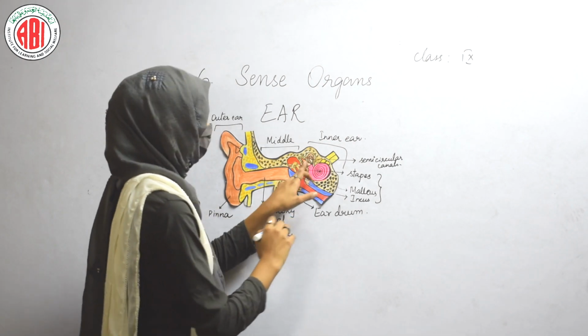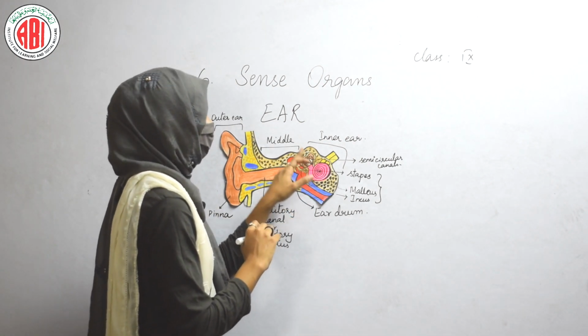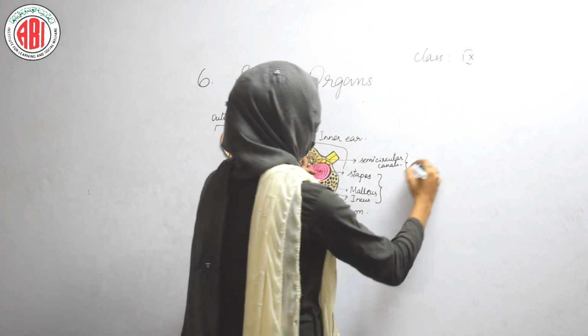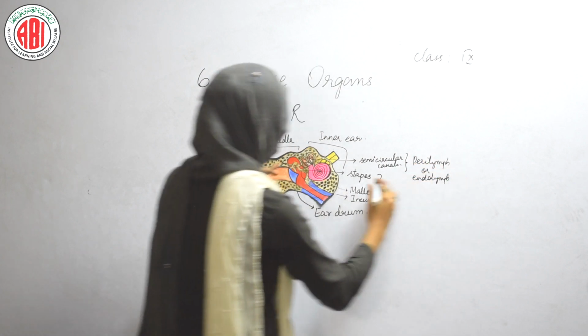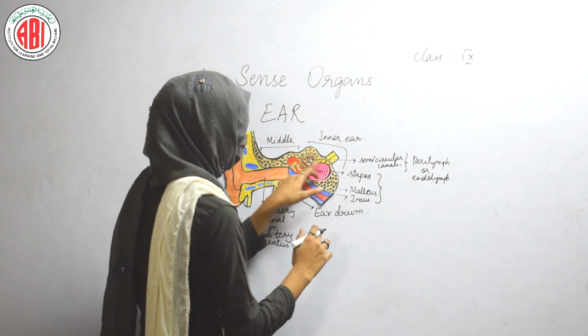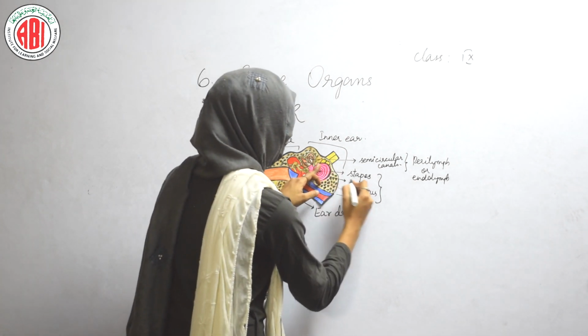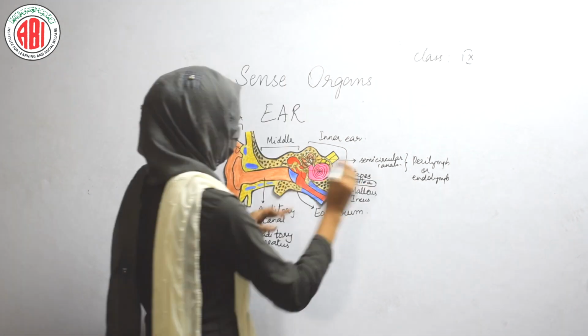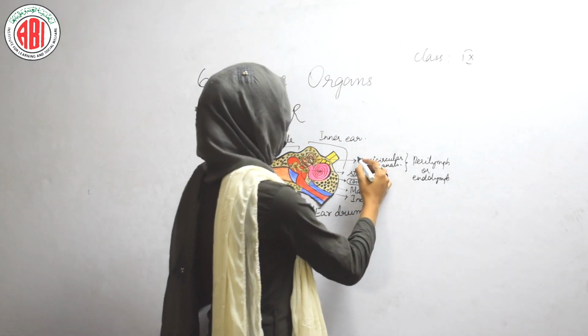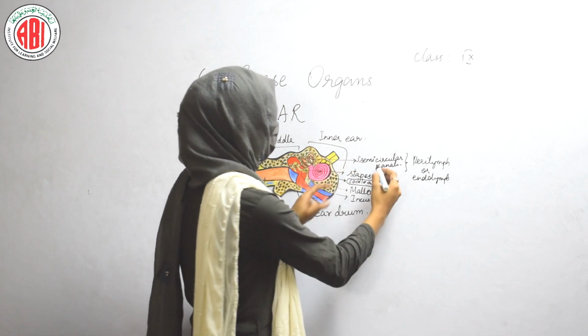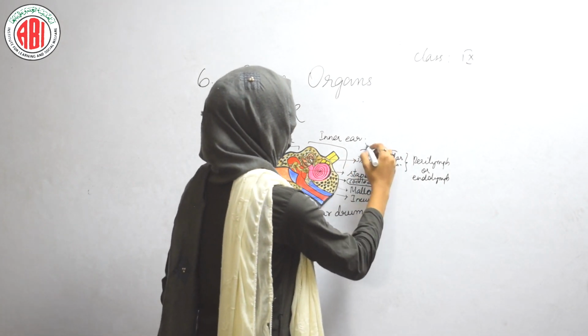This part is called the semicircular canals. In these canals, a fluid is present which is called perilymph or endolymph, and these three bones are connected to this region. This region is called the cochlea, which forms the inner ear, where the sound waves reach. These three semicircular canals are called the vestibule.